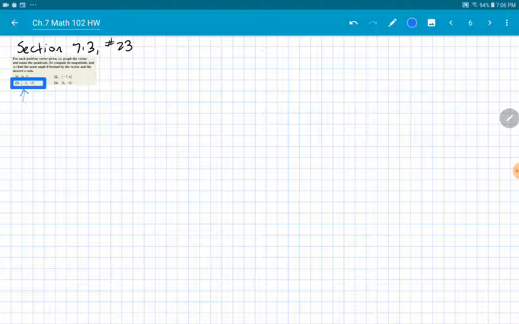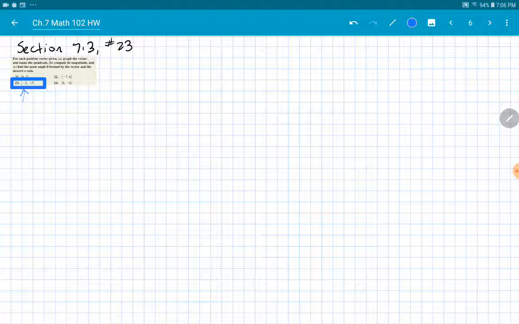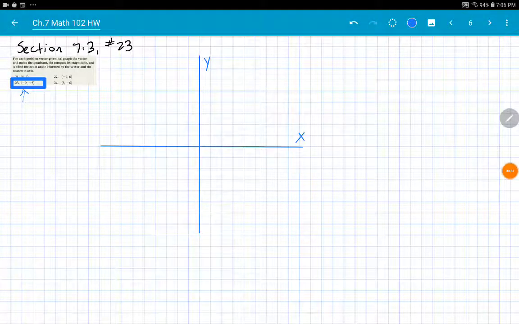So let's start with a coordinate plane. Let me get some straight lines up here for a y-axis and an x-axis. And then, starting at the origin, I can draw the position vector.